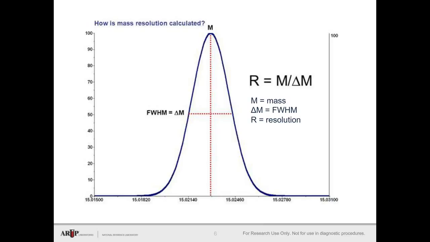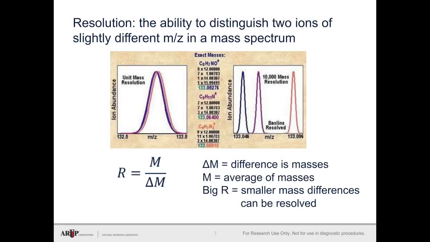So the formula is resolution equals mass over delta M, which is full width half max. Or an older definition is mass, the average of the two masses, over the mass peak separation. So the same conclusion can be reached, however. A bigger R means a smaller mass difference can be resolved. So what does that mean?